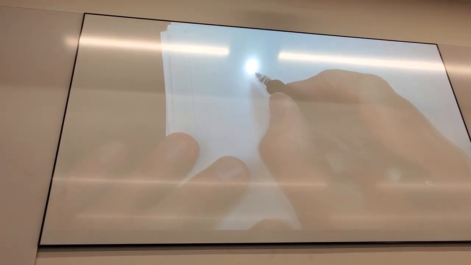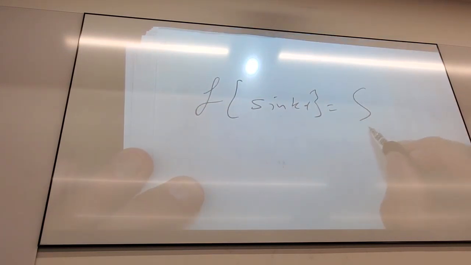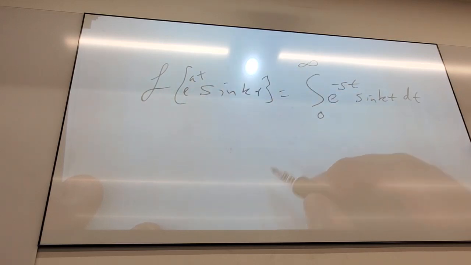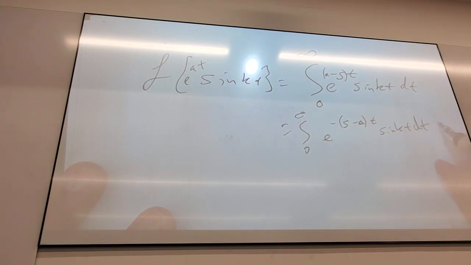Do you remember what we had to do for the Laplacian of sine in the first place? What would that look like? Go back to first principles: the integral from 0 to infinity of e to the negative st. So if I had an e to the at in here, this would just be that, which I could make this. It's really the same thing we did before.